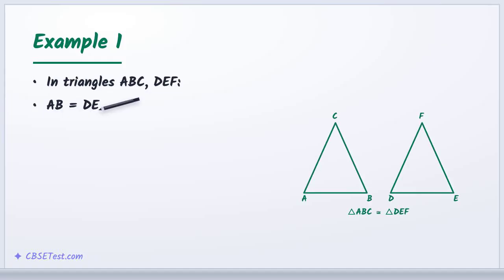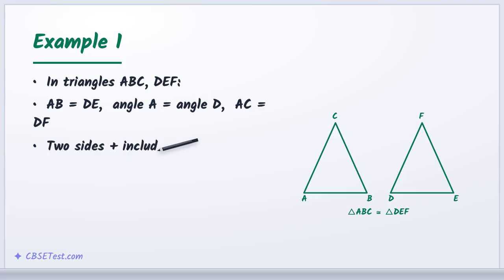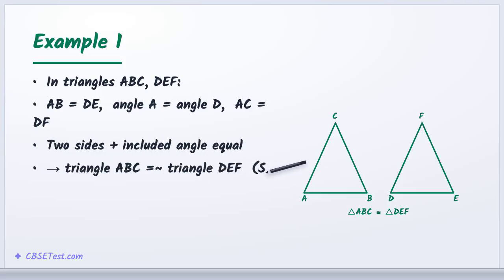Suppose AB equals DE, angle A equals angle D, and AC equals DF. We have 2 sides and the angle between them equal, so by the side-angle-side rule, the triangles are congruent.